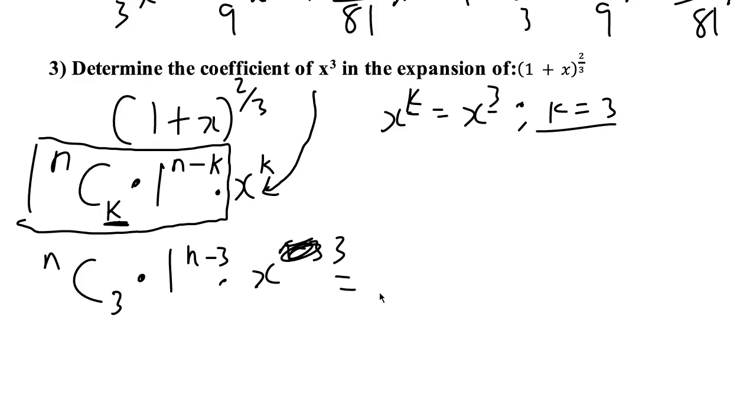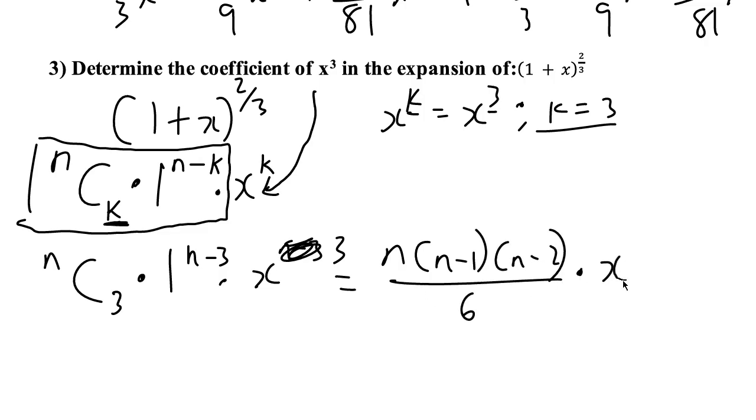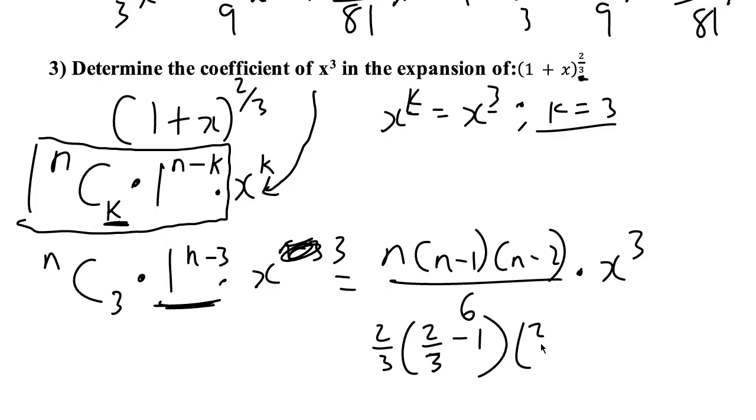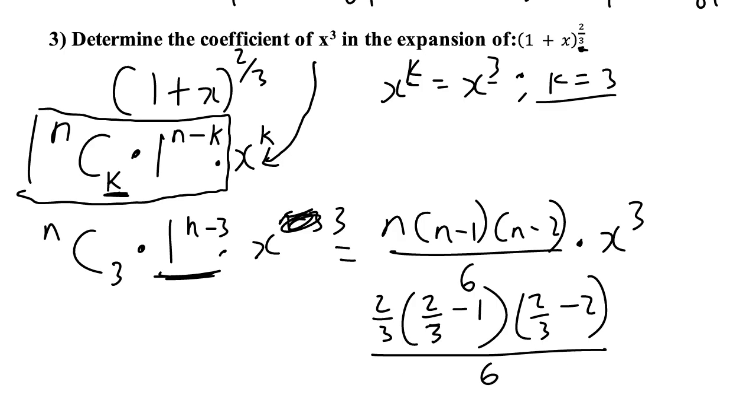Do you get? And then what's n combination 3? We said it before. n into n minus 1 into n minus 2 all over 6, and then x to the power 3. Because 1 to the power n minus 3 will still give you 1, no matter what the value of n is. So anywhere you see n, you substitute the power, which is 2 over 3. So that will be 2 over 3 into 2 over 3 minus 1 into 2 over 3 minus 2 all over 6.